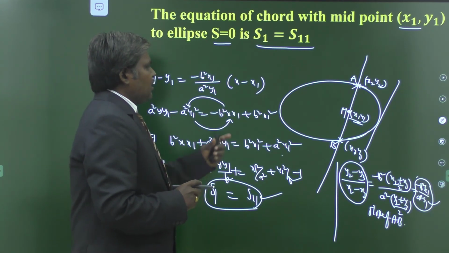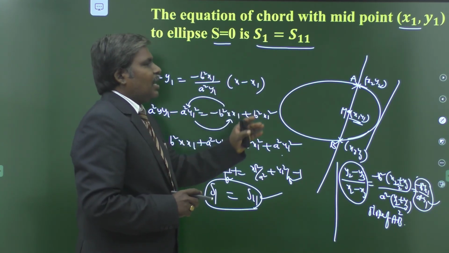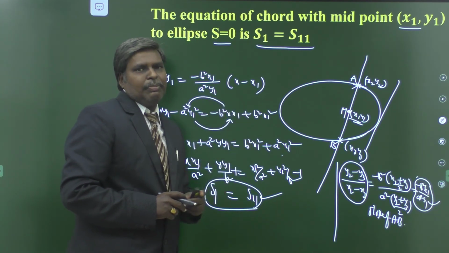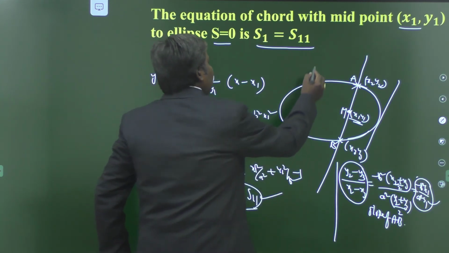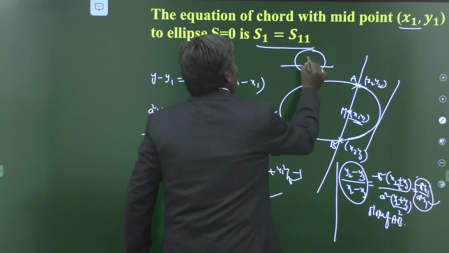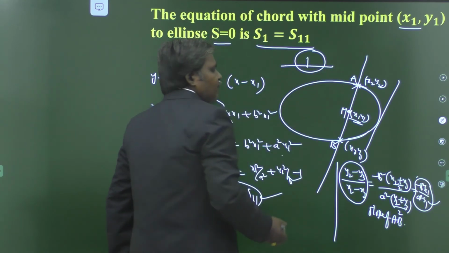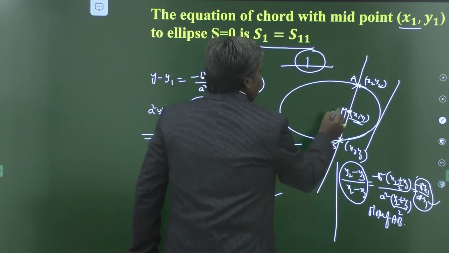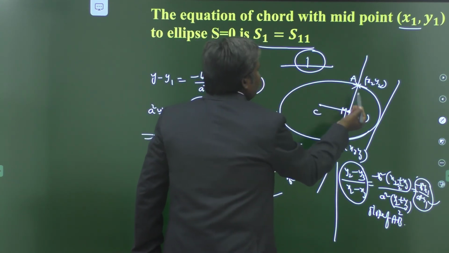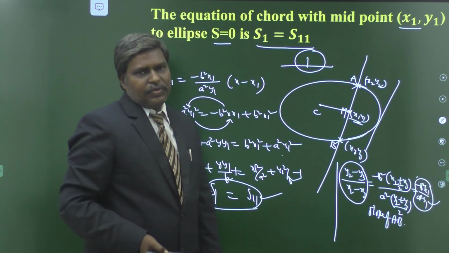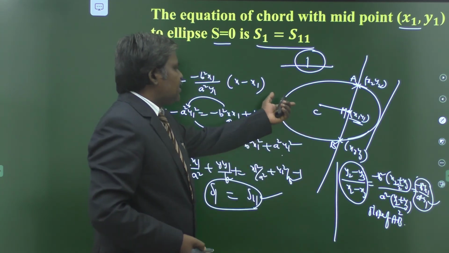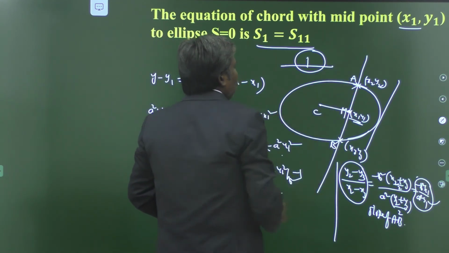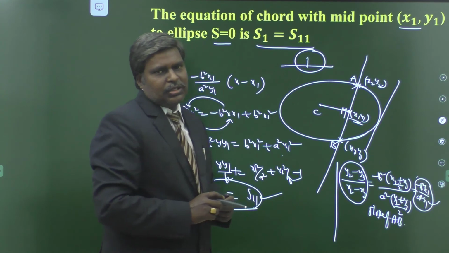In circles, it is very easy for you. Your chord is always perpendicular to the line joining the center to the midpoint of that chord. With the help of that concept, we can find the slope of the chord immediately, and we can write y minus y1 equal to m into (x minus x1). Here the chord midpoint is M, and this is the center of the ellipse. CM need not be perpendicular to that chord. By symmetry, it may or may not be perpendicular. If your chord is a double ordinate, then it may be perpendicular.